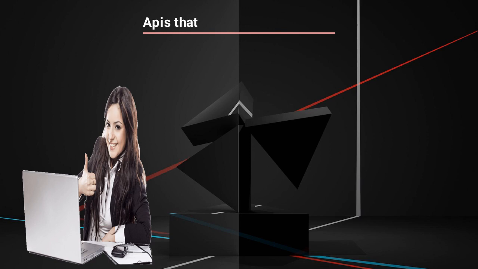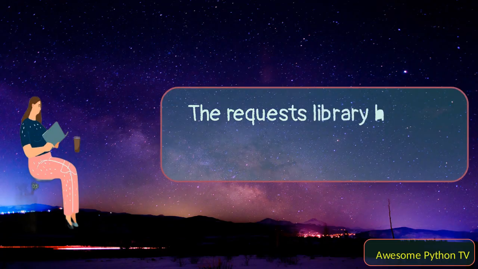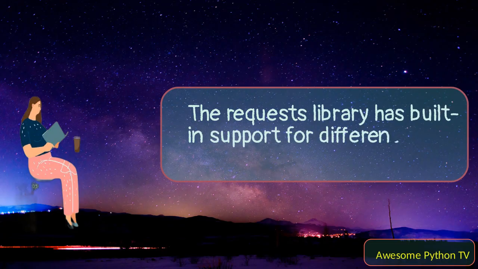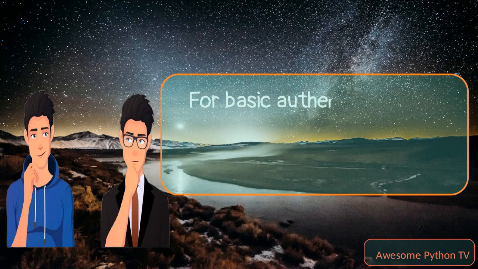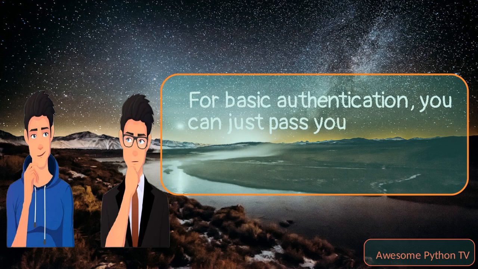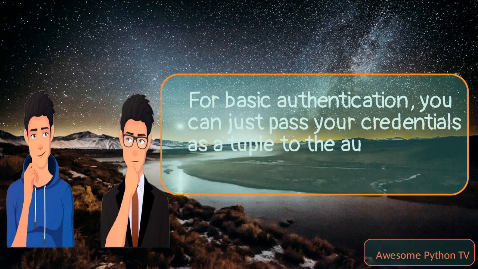Sometimes I encounter APIs that require authentication. How does requests handle that? The requests library has built-in support for different forms of authentication. For basic authentication, you can just pass your credentials as a tuple to the auth parameter.